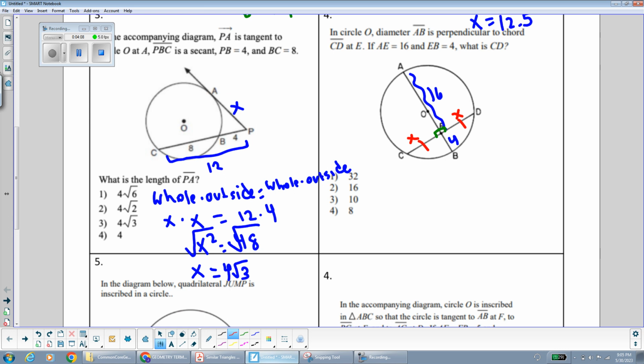Now I can use my formula, part times part equals part times part. The two parts of this chord are x and x. And the two parts of the other chord are 16 and 4. So I have x squared is equal to 64. So we have x is equal to 8.